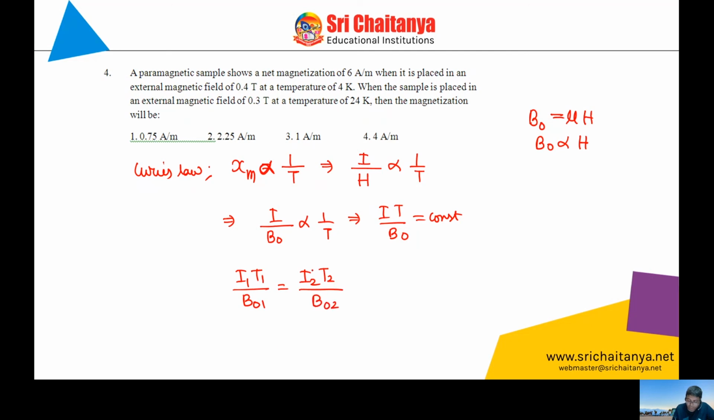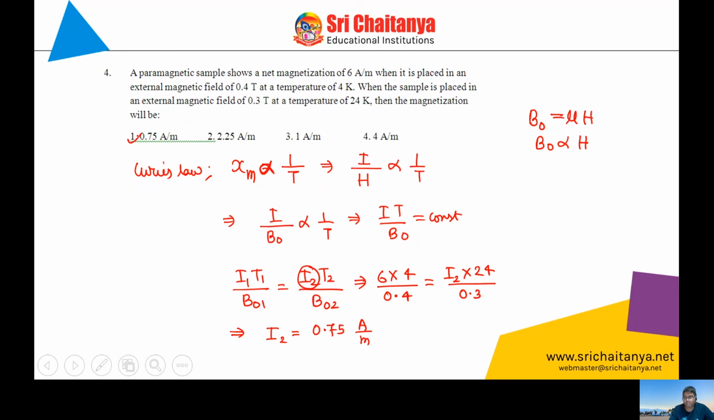So everything apart from I2 is given to us. So let's substitute the values. I1 is given as 6 ampere per meter, T1 is 4 Kelvin, and B naught 1 is 0.4, and that must be equated with I2, which is unknown, and T2 is given as 24 Kelvin, and B naught 2 is given as 0.3. After doing our calculation, we will get I2 as 0.75 ampere per meter. So option 1 is true. So that is for question number 4.